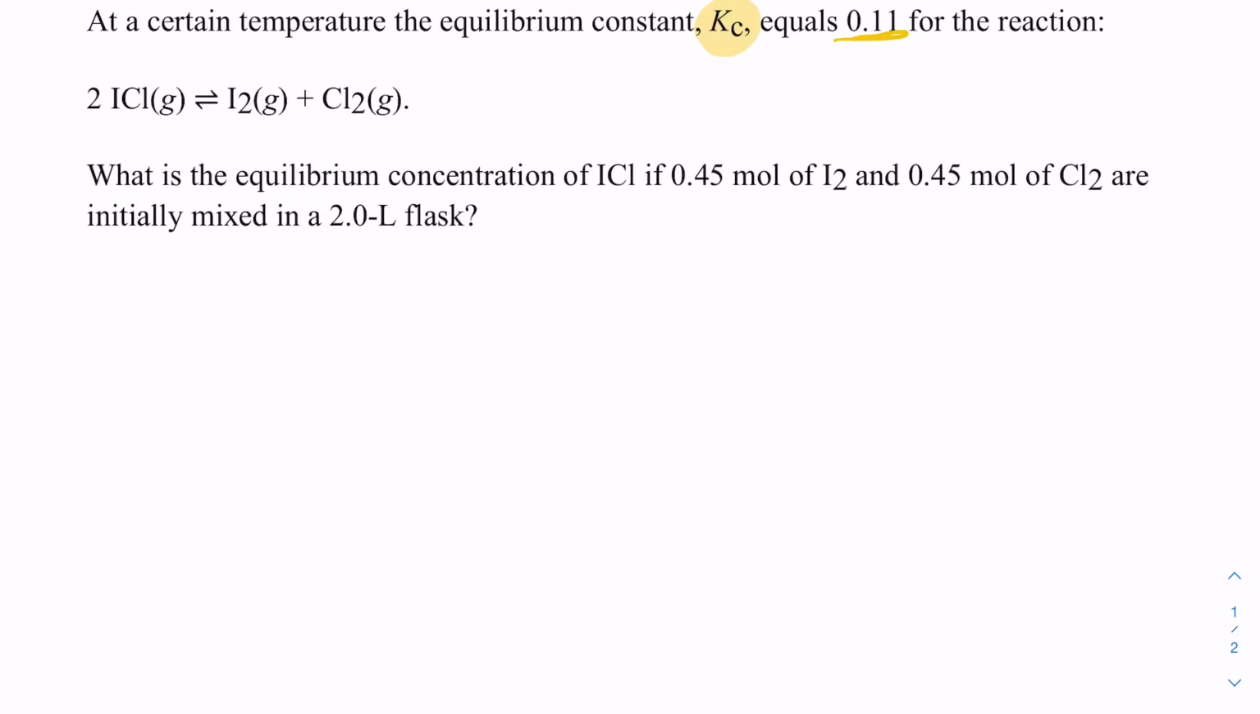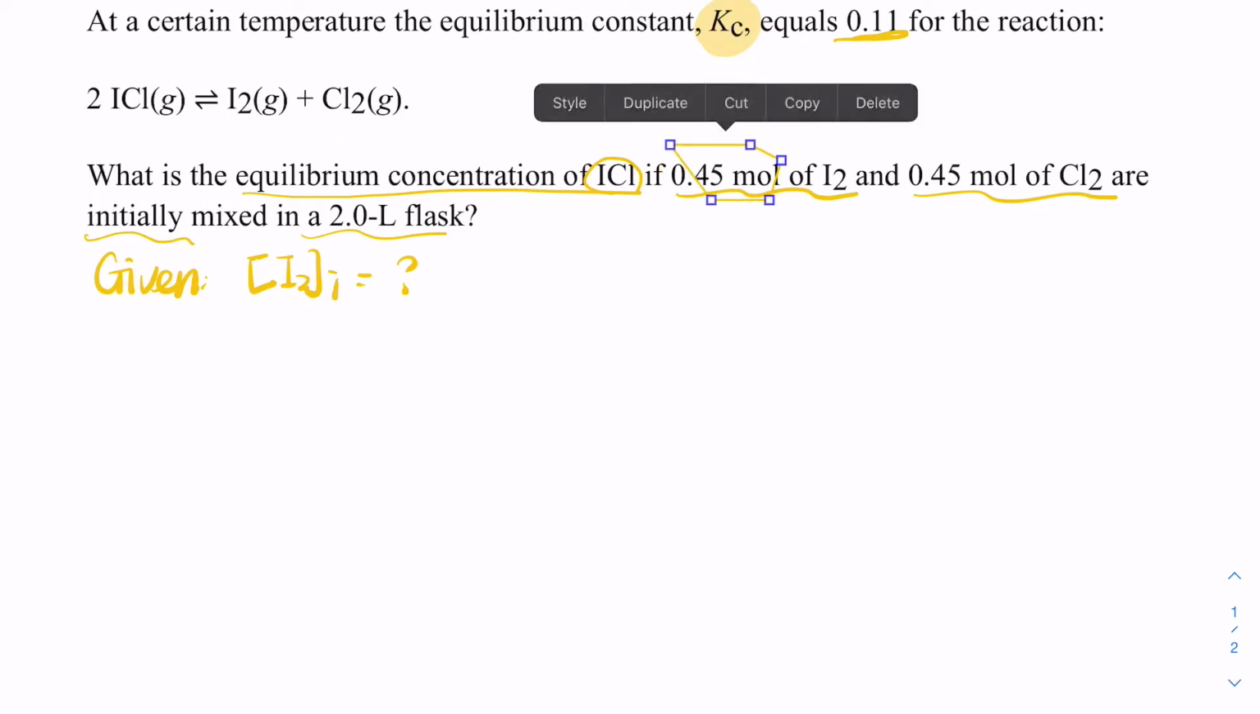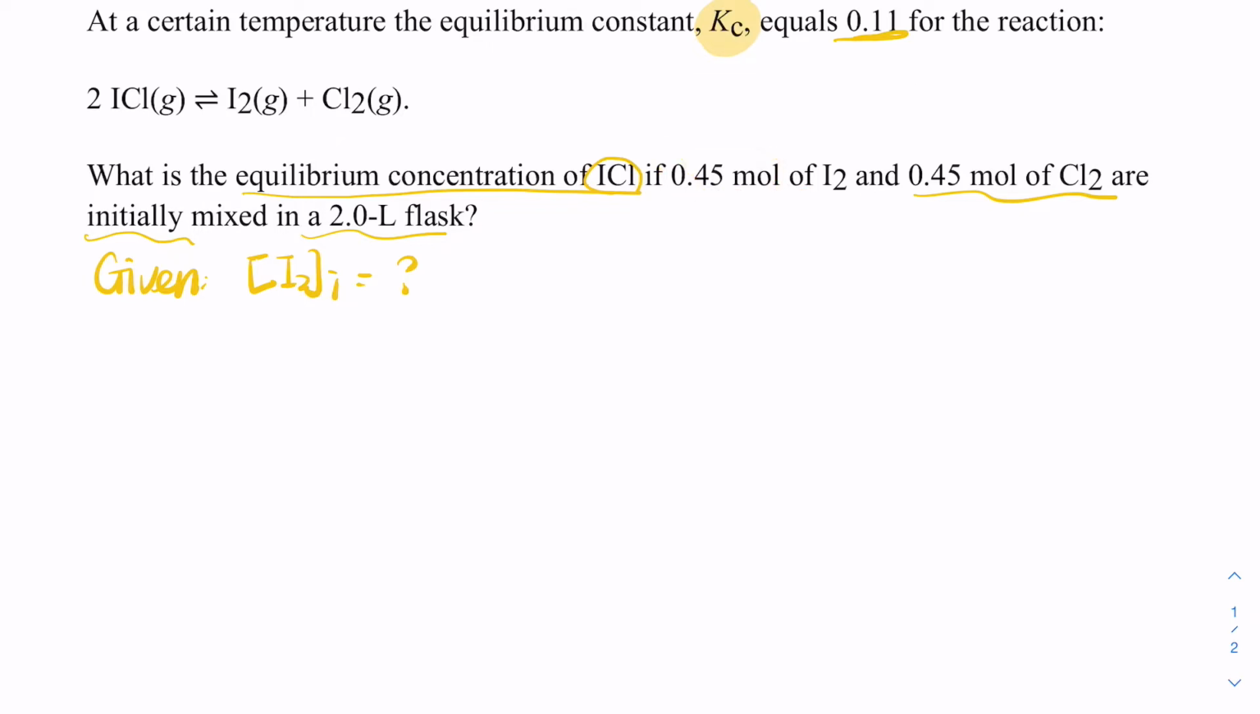It's asking what the equilibrium concentration of ICl is, if I2 and Cl2 were initially mixed in a 2-liter flask. Our given information is that initially we have I2 and Cl2, each 0.45. But that's moles, not molarity. So you do need to do a quick calculation first.